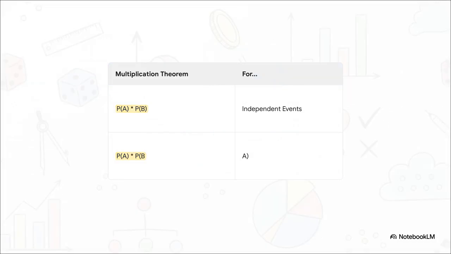Next, we've got the multiplication theorem. This one is all about calculating the odds of 2 or more things happening together. If the events are independent, meaning one doesn't affect the other at all, we just multiply their probabilities. But for dependent events, the first thing that happens actually changes the probability of the second. And that's what that P(B|A) thing is all about. It's just a way of saying the probability of B happening given that we know A has already happened.